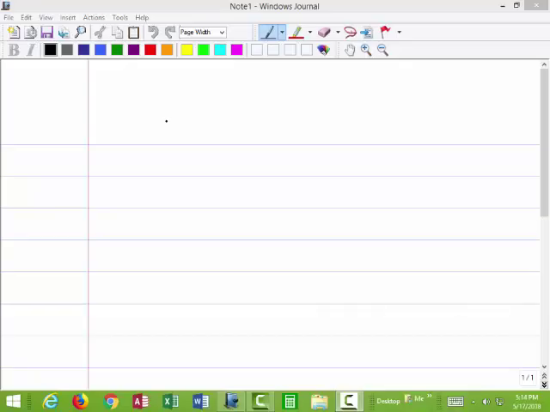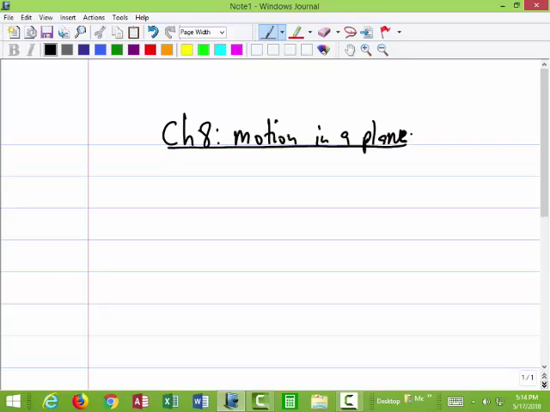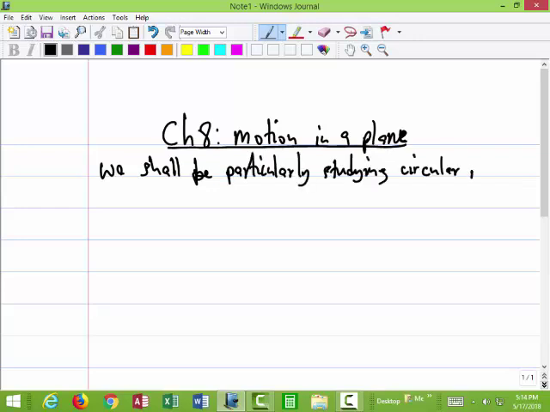Okay, the next chapter that we shall look at is chapter 8, motion in a plane. In particular, we shall be looking at circular motion and applications of Newton's laws.